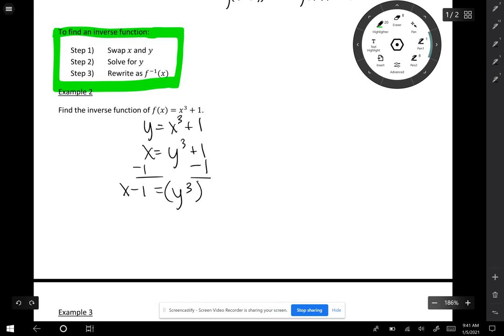And then to get rid of the cubed, I'm going to raise both sides to the power of 1/3. So x minus 1 to the 1/3 power equals y. Now we do need to rewrite this with f to the negative 1 of x to indicate it's the inverse. So x minus 1 to the 1/3 equals f to the negative 1 of x. And then you're done.